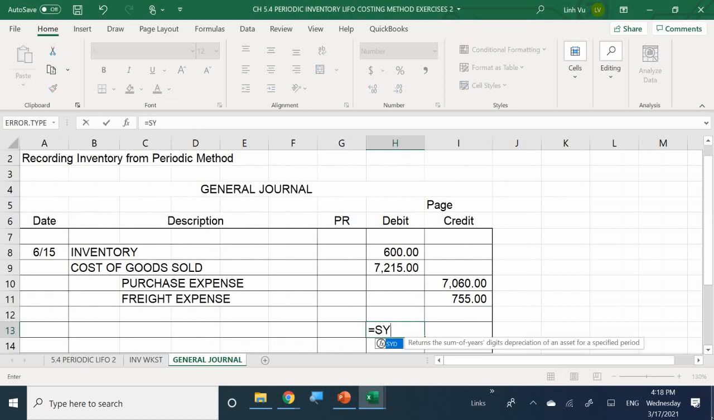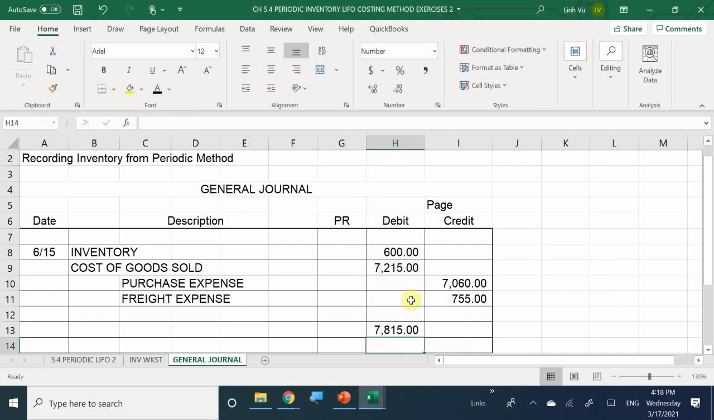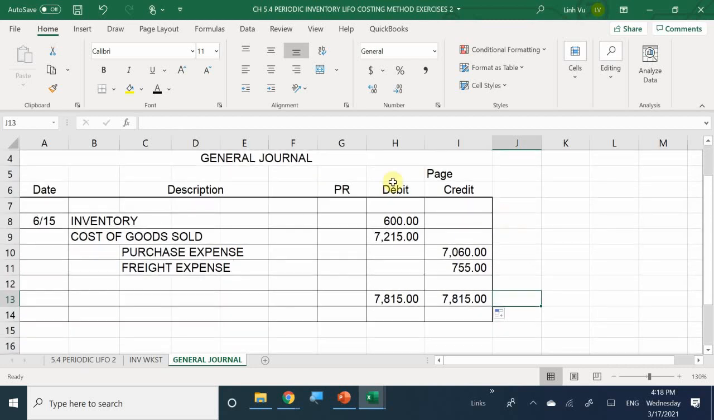So now I'm going to sum my totals to ensure that my debits match my credits. I have 7,815 on the debit and 7,815 on my credit. So this is done. All right. Can you leave it on for a second? Yep. Good. All right, any questions here?